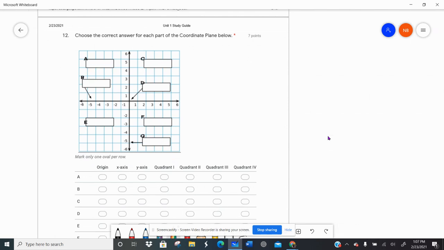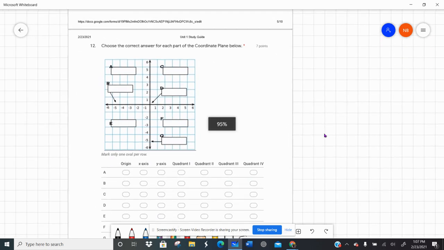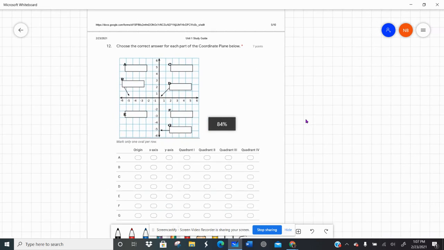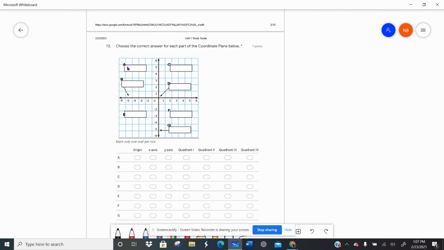The coordinate plane. Let's label the parts of the coordinate plane. All right, so part A is over here in quadrant 2. Right? Remember, 1, 2, 3, 4. B is pointing at this long line right here, which is the x-axis. C is over here in quadrant 1.